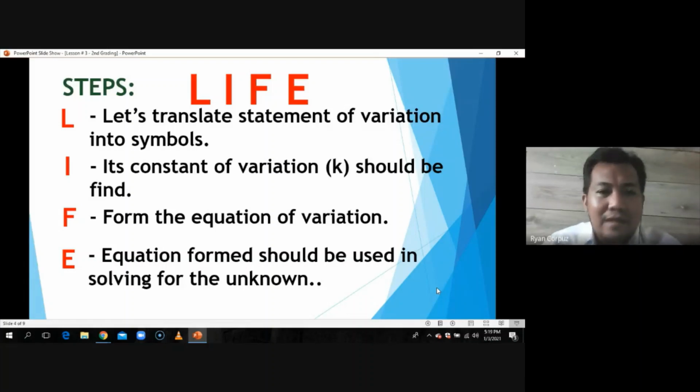So, ano nga ba yung LIFE again na yun? So, L stands for let's say statement of variation into symbols. I, its concept of variation should be found or should be sought. Then, third, form the equation of variation. Then, lastly, E, equation form should be used in solving for the unknown. So, that same steps that we applied on solving the first two kinds of variation are also the steps na apply natin in solving joint variation. Now, let's try it in solving joint variation.